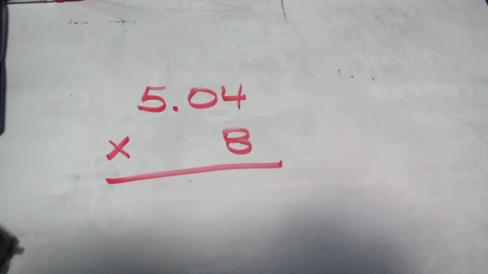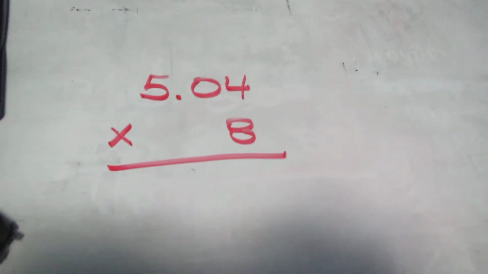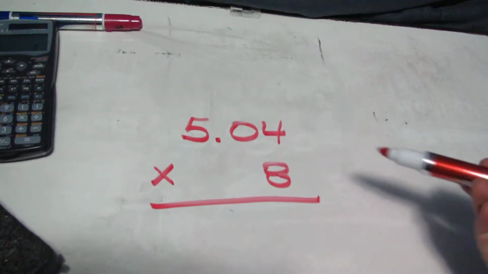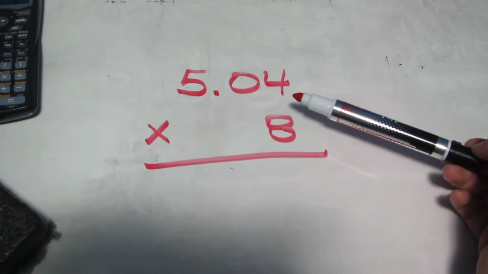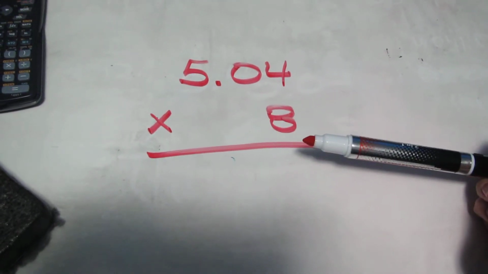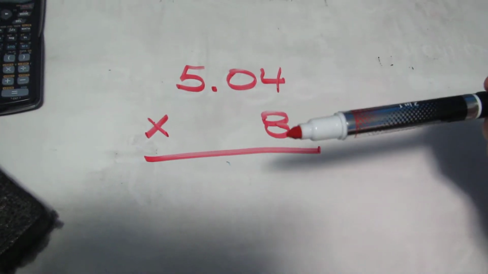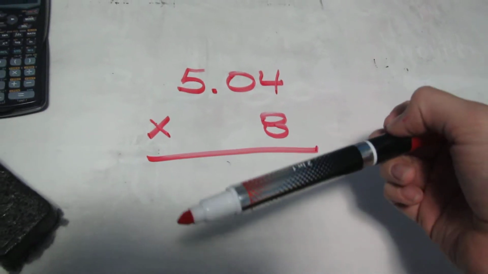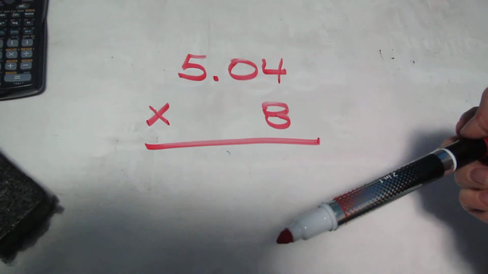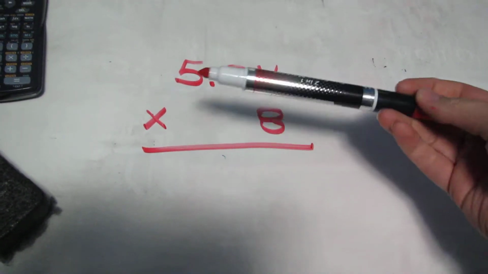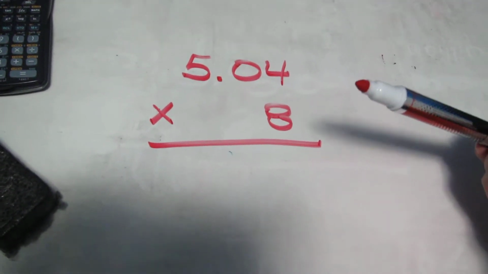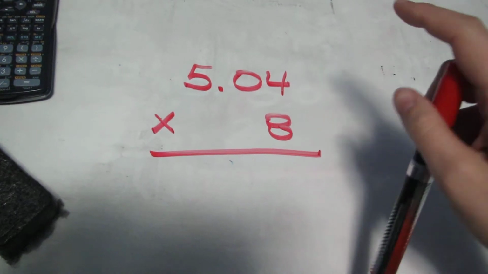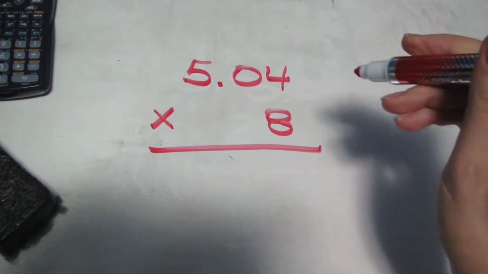This is multiplying decimal hundredths by a whole number. So our question for today is 5 4/100ths times 8. Like we learned with decimal tenths, this is going to work the exact same way. If you know how to multiply a 3-digit number by a 1-digit number, then you actually already know what you're doing. The only thing you have to remember is to give yourself a reminder.